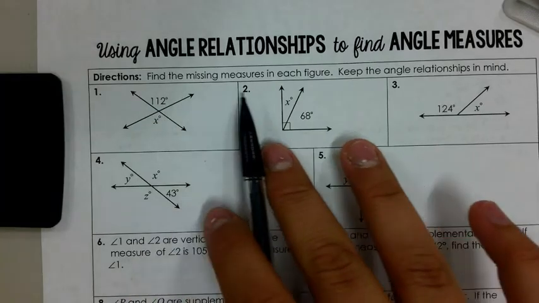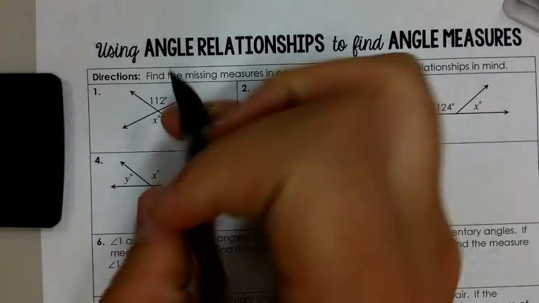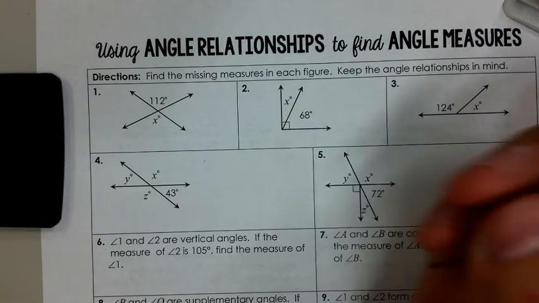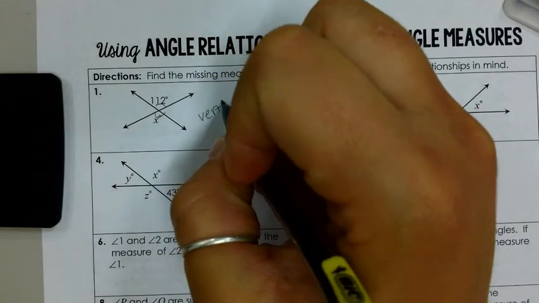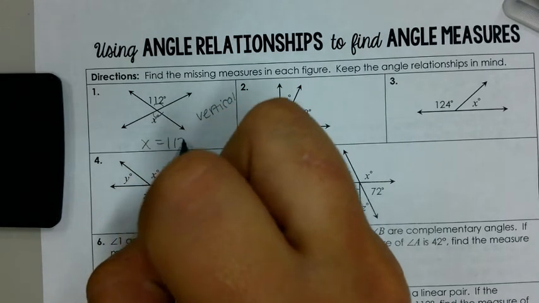Directions are to find the missing measures of each figure. Keep the angle relation in mind. So, you have to think what type of angle relation would help you solve for the value of x for number 1. Well, these two angles here are vertical angles, and vertical angles are equal to each other, so x is equal to 112 degrees.